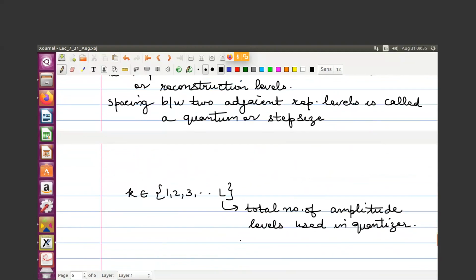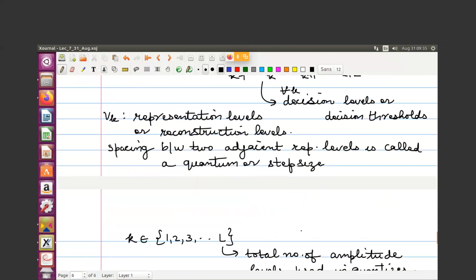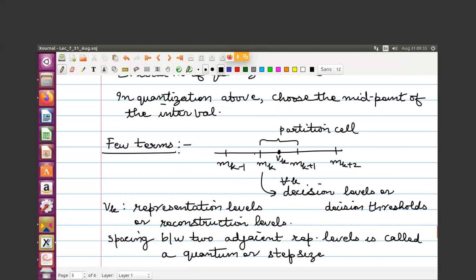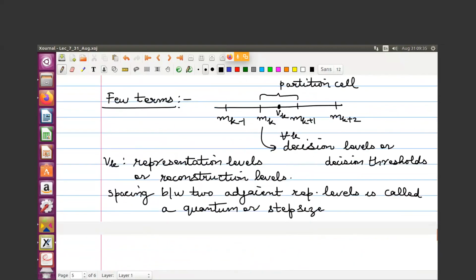Okay. I need to mention one thing, that all amplitudes in [m_k, m_{k+1}) — we are taking m of k inside and m of k plus 1 we are leaving it. This close bracket means that if the discrete sample takes value m_k, it will be assigned the value v of k. But if it takes the value m of k plus 1, then it will be assigned the value v of k plus 1.